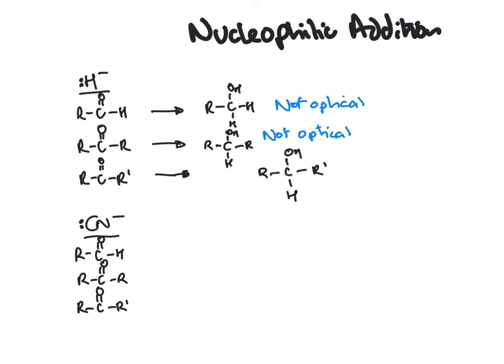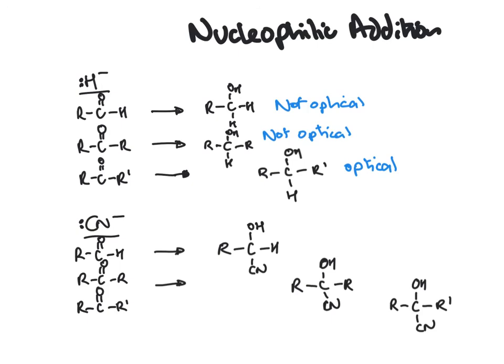But if we look at the asymmetric ketone, we actually have 4 different groups attached to that central carbon. We've got a hydrogen, an R group, an OH group, and an R dash group. So we get optical isomerism in that instance. If we look at the cyanide now and think about what the products would be if the cyanide acts as a nucleophile with the aldehyde, the symmetric ketone, and the asymmetric ketone, we can see that with the aldehyde we have produced a molecule with 4 different groups attached to the central carbon there, so that would show optical isomerism.